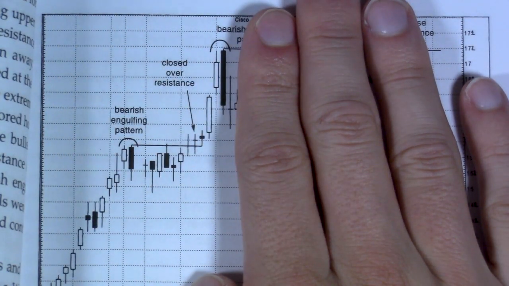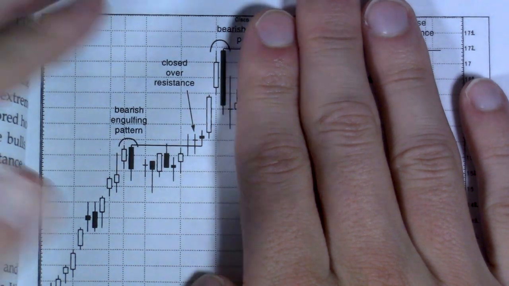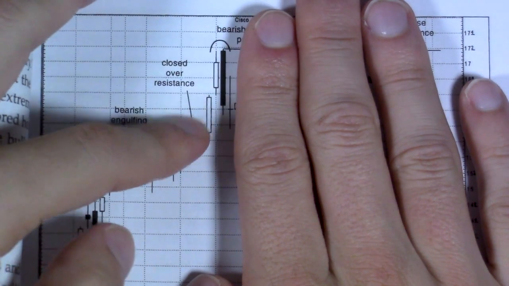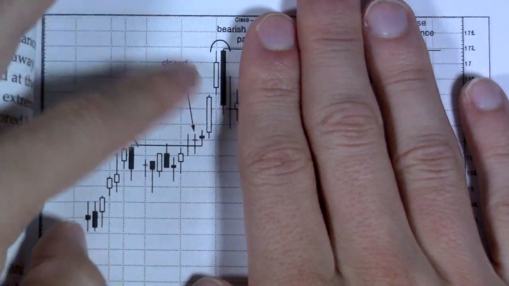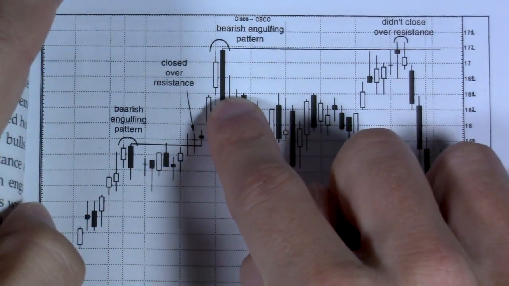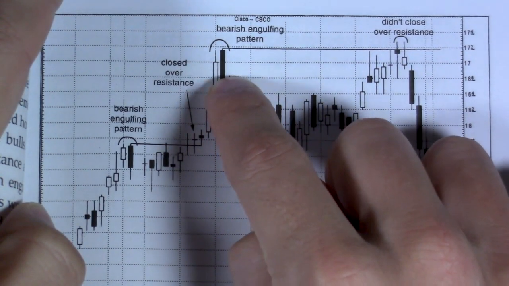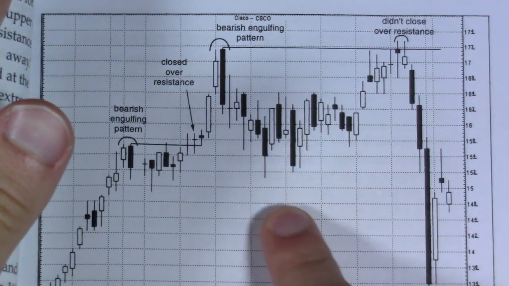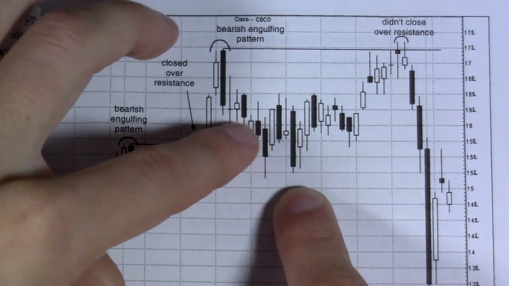So it doesn't mean the stock has to go down, but I think it gives us an indication that people don't want it at these prices, and it's clear because no one bought it. If people wanted this stock, it would have been bid up with a bigger wick here or something, or at least held. So the fact that it's sold off here, yeah, we got another bearish engulfing here.